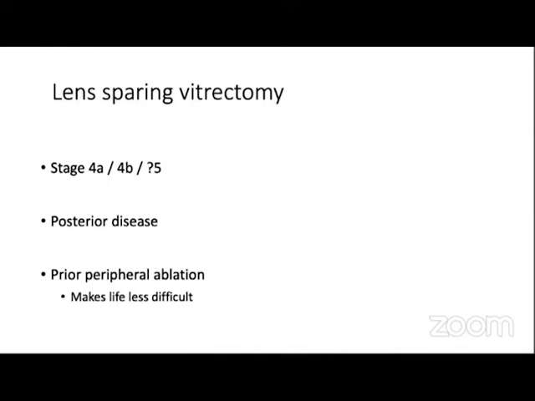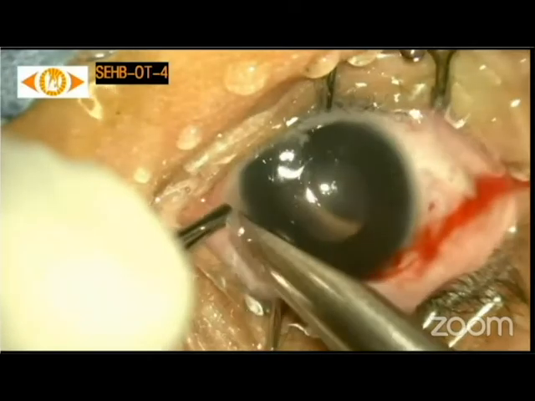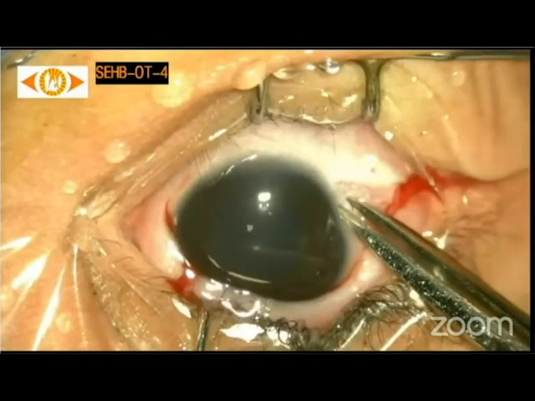Lens sparing vitrectomy can be done usually in stage 4A and stage 4B, very rarely in stage 5. Posterior disease helps us do a lens sparing vitrectomy, and peripheral ablation, if it has been done earlier, makes life much easier. So here are some of the lens sparing vitrectomy surgical steps which you can see.